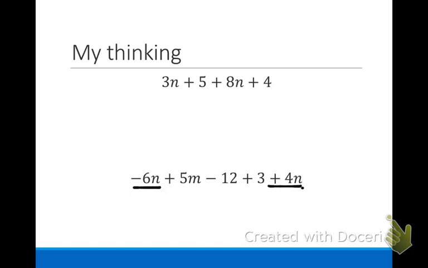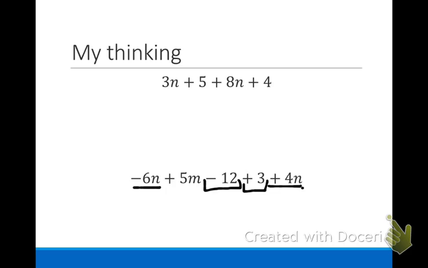I know I can combine those two because they both have the same variable. I also have this negative 12 and this positive 3 that I can end up combining as well because they're both constants. I see I have a plus 5m left. Can I combine that with my n's? No. The answer would be no, because it is not the same variable as n.